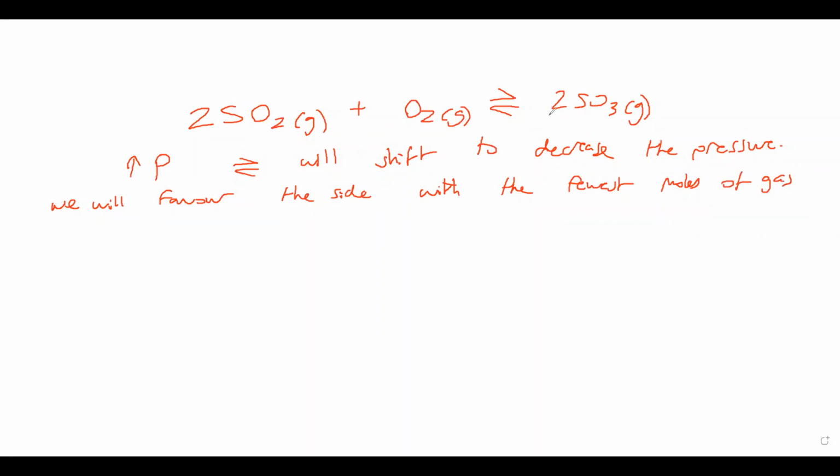And so in that case, we're going to favor the right-hand side again, because on the right-hand side, we have 2 moles of gas, whereas on the left-hand side, we have 3 moles of gas. So the equilibrium is shifted to the right-hand side, decreasing the pressure, as we now have fewer moles of gas in the same space, and so we've effectively decreased the pressure.